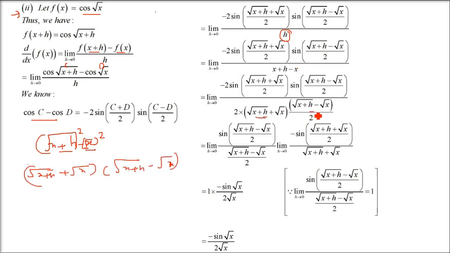Okay. So this is what we got. Now just see this minus term. The plus term will not give any trouble to us, because when h is 0, √x plus √x will be twice √x. So we have to see the other one.